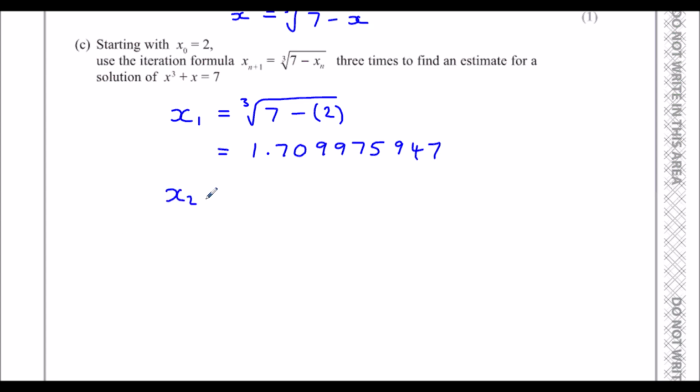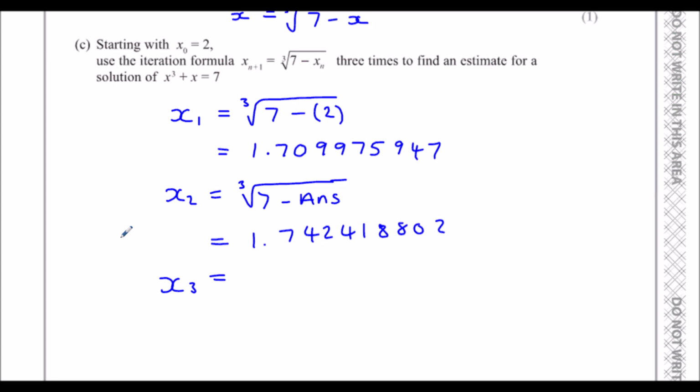And then for x2, I'm going to do 7 minus answer. I'm going to change the 2 I had here into ANS from my calculator, and it's going to take this number and substitute it in. So I'm just going to click equals on that, and that's 1.741418802. And for the third one, I'm going to click equals again, and that's 1.738849506.